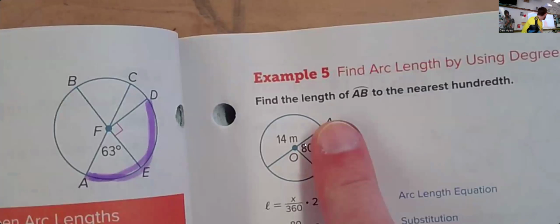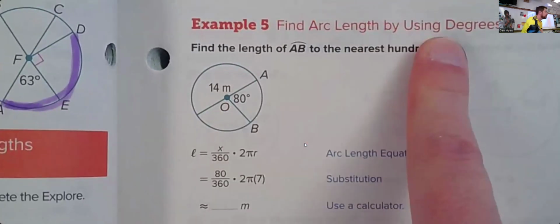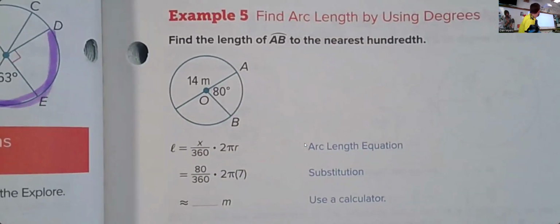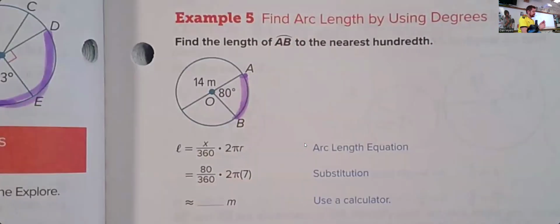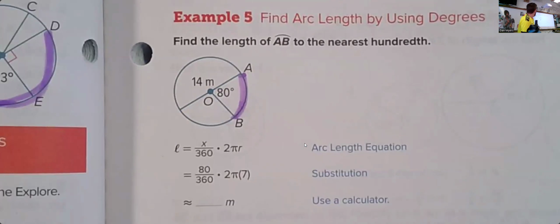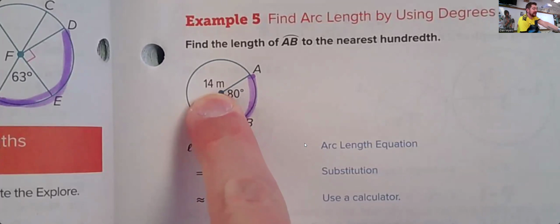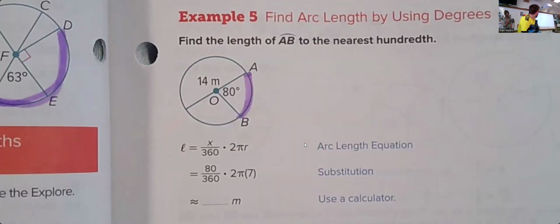You're going to find the length of AB to the nearest hundredth, and we're using degrees here. So we're trying to figure out AB. AB is right here, the distance between those two points. That measurement right there is the diameter. I just want to be clear about that. That is the diameter. So that means that the radius is equal to 7.